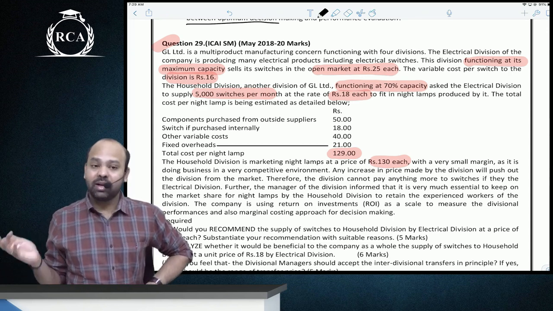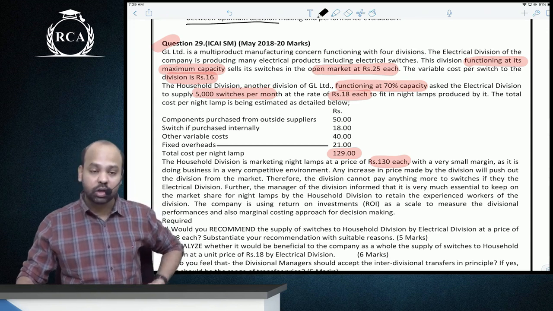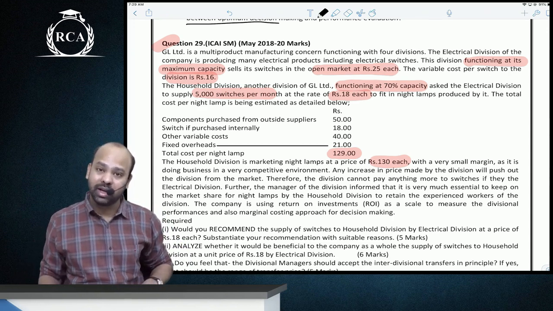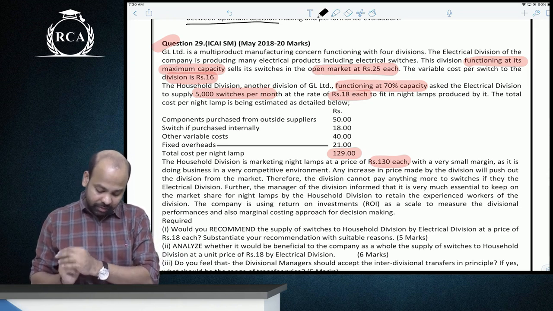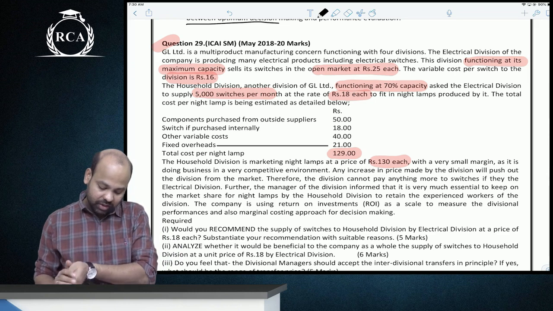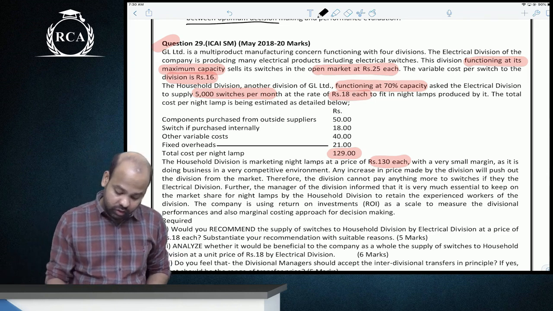So guys, they are taking a decision on the basis of total cost. On the basis of total cost, they come to a conclusion that they will not offer anything more than 18 rupees. Further, the manager of the division informed that it is very much essential to keep the market share for night lamps by household division to retain the experienced workers.